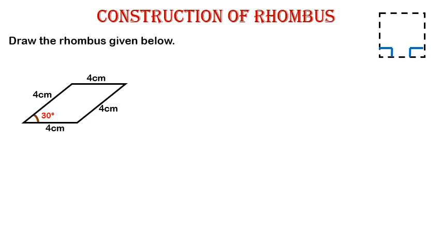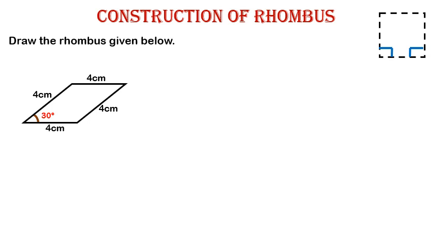See this question, children. Draw the rhombus given below. See children, in the given question, you can see sides are 4 cm and one angle is 30 degrees. There are various ways to draw this. I will show you two methods. First method, the simplest method.